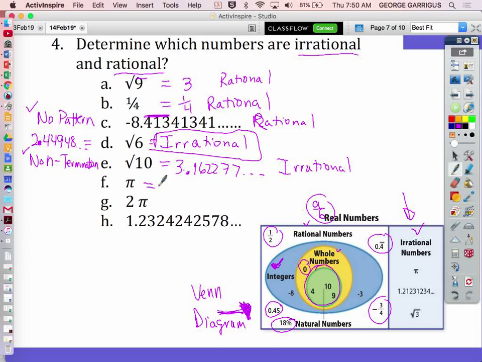Pi is irrational. You can use your calculator. You can push the pi button and hit equals, and it's irrational. Just because you multiply it by 2 doesn't make it rational. 2 pi is still irrational. And then looking for a pattern here, we have 0.232, 424, 2578, no pattern. So what do you guess? It's irrational for H.